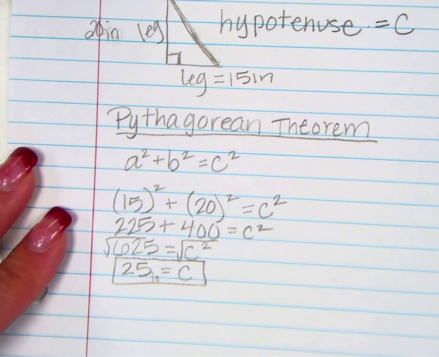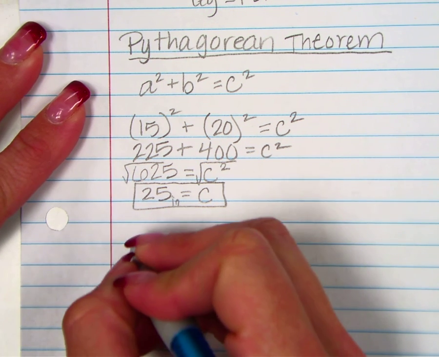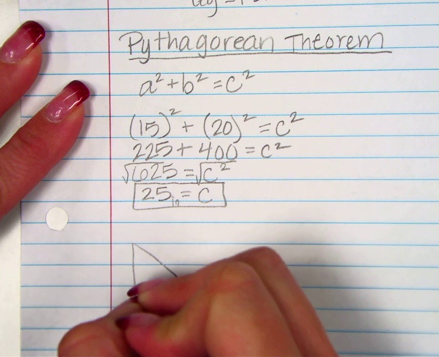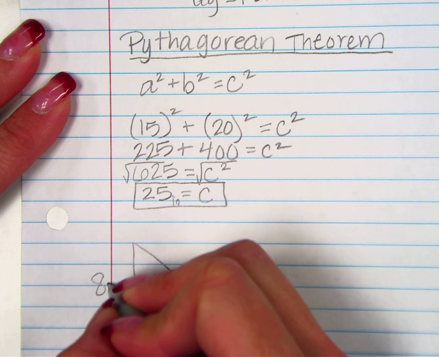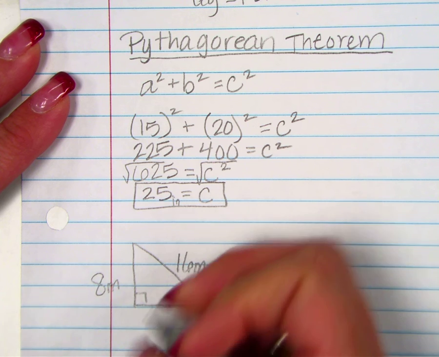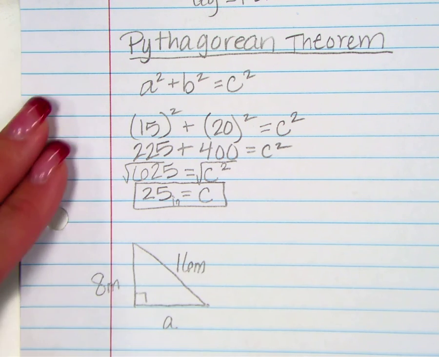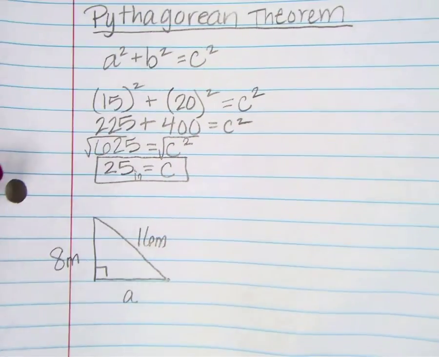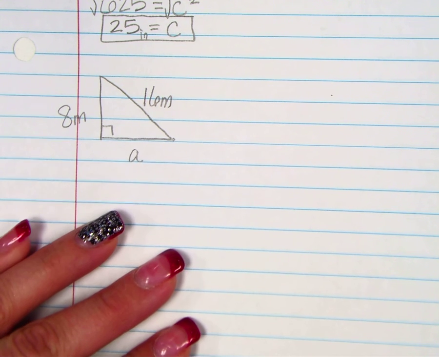Okay, so now it gets a little bit harder. And it always gets a little bit harder. In this triangle, they give us that this side is 8 and this side is 16, and they want us to solve for this side. Is that an A? It's an A.